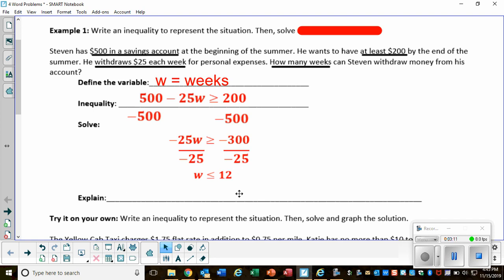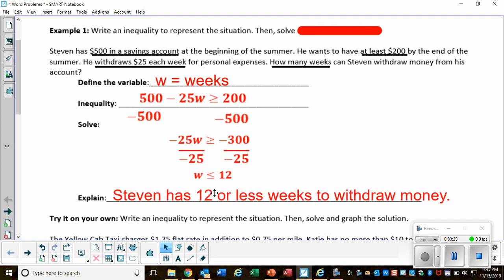The last thing I need to write is my explanation. What does that mean? W is less than or equal to 12. Remember, W is telling us the weeks. So we need weeks to be less than or equal to 12. So the way we would write it is he needs to save for 12 or less weeks. He has 12 or less weeks to withdraw money. Okay? Really, I mean, you could also write, how many weeks can Stephen withdraw money for? 12 or less. That would work too.